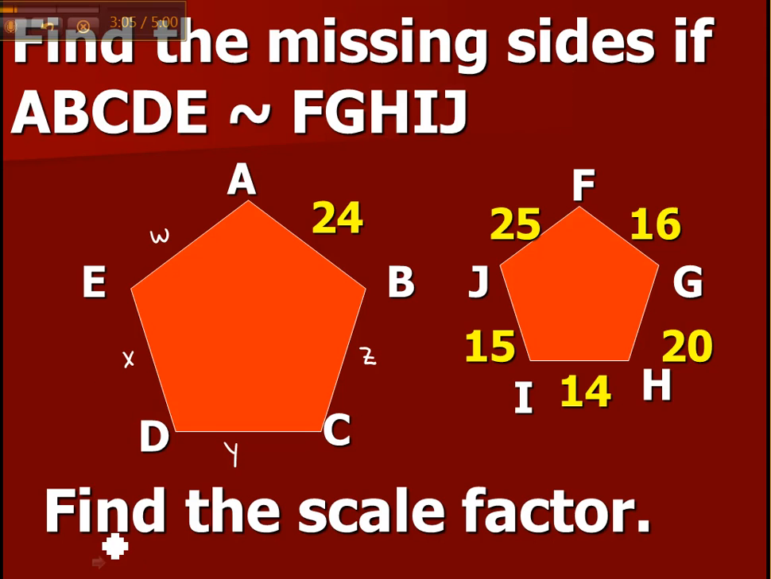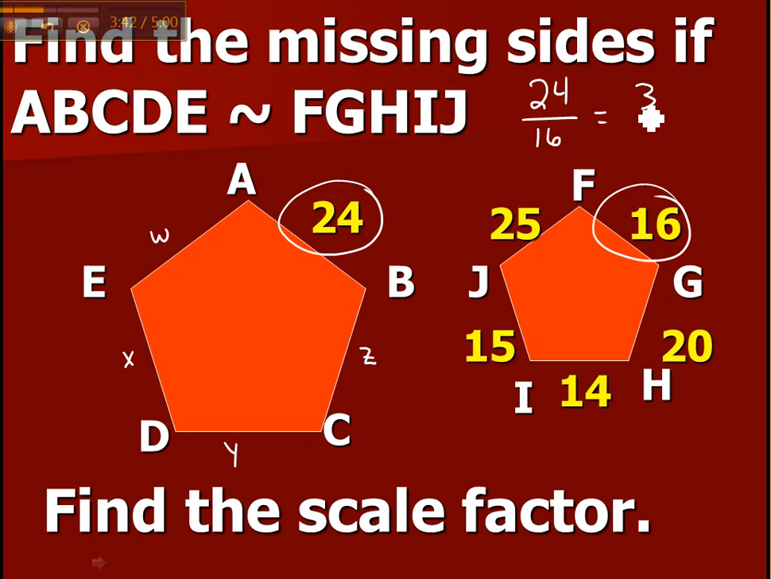So if we are looking to find missing sides in our polygons, the first thing we want to do is find the scale factor. To find the scale factor, you want to find a pair of corresponding sides where you have both of the lengths. Those would be side AB and side FG. The way the correspondence is written tells us to use the value from ABCDE first, and then compare that to the value from FGHIJ. So we would say 24 to 16 will give us a scale factor of 3 to 2.